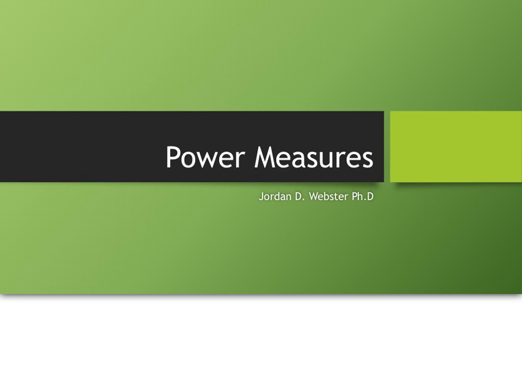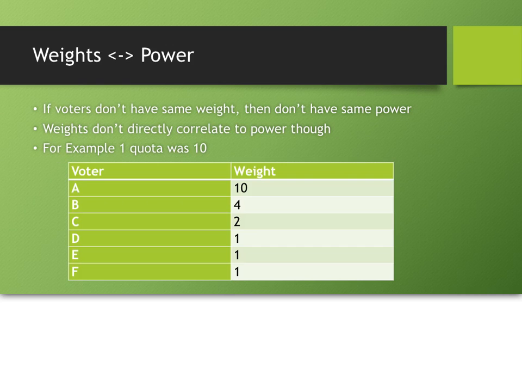Alright, so we're going to look at power measures in this section, and what I mean by that is how much power a voter has. And you can do this with a lot of different systems, but we're going to do it with the weighted voting that we saw in the last section. And the thing that we saw in the last section is that weights don't exactly correlate to power.